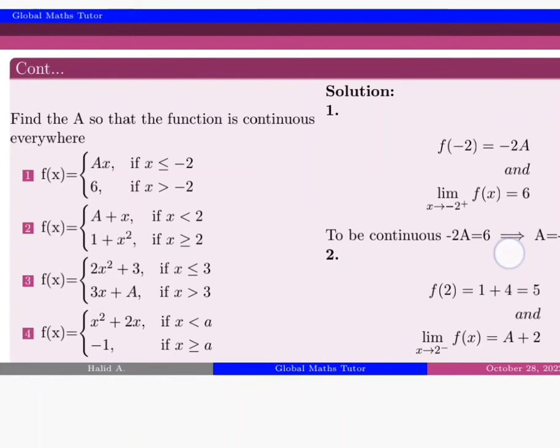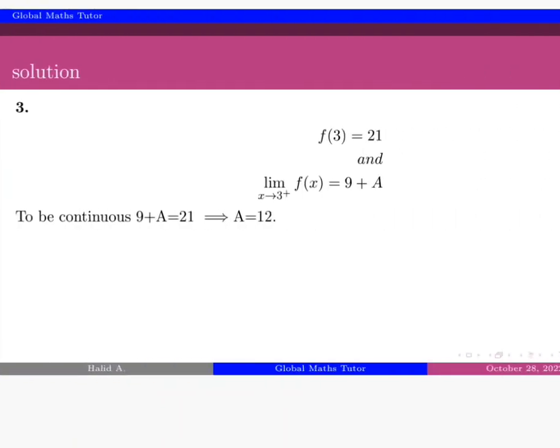So f of 3 is 21, and the limit of f of x as x approaches 3 from the positive side is 3x plus a. Substitute 3, it will be 3 times 3, 9 plus a. So 9 plus a must be equal to the function defined at this point. It will be 21. So it should satisfy those two equations, and a will be equal to 12.